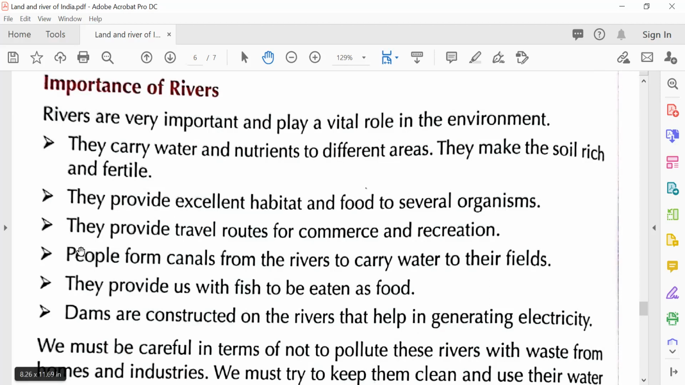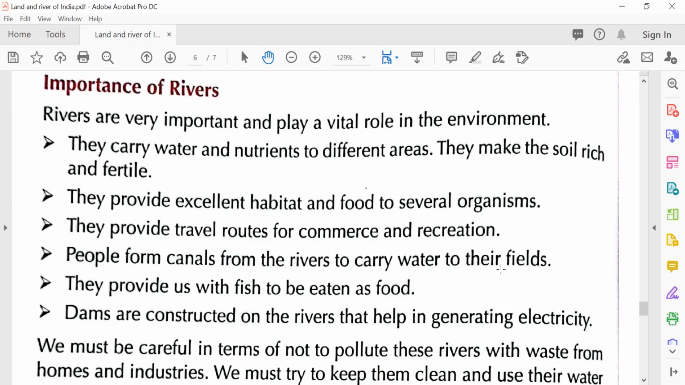They provide travel routes for commerce and recreation. So if many people are living beside a river, naturally many travel routes develop and many people come to live and it becomes a city, and there is a lot of commerce and trade, meaning many types of business are done in those places, and for recreation, they also have parks, etc.